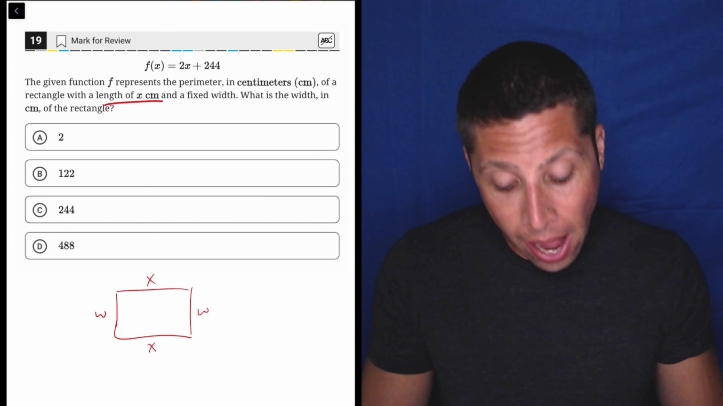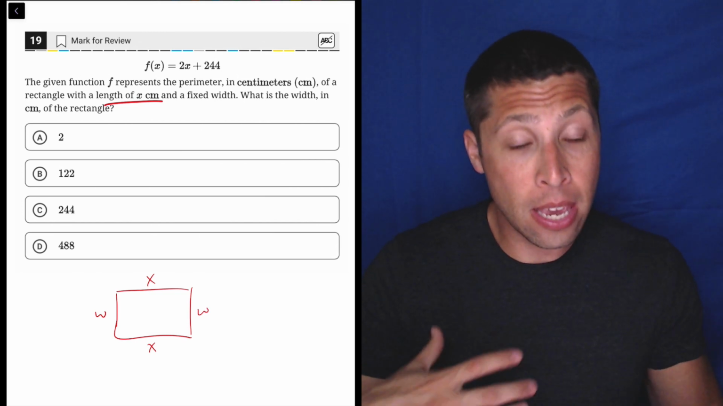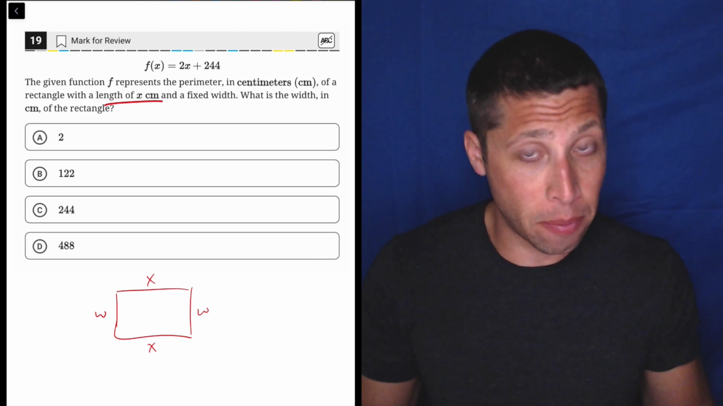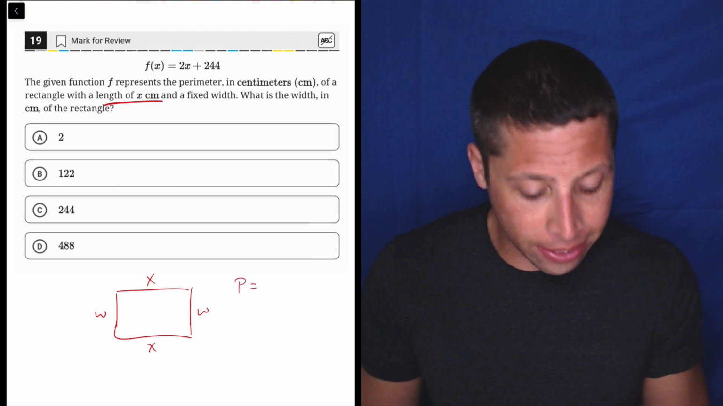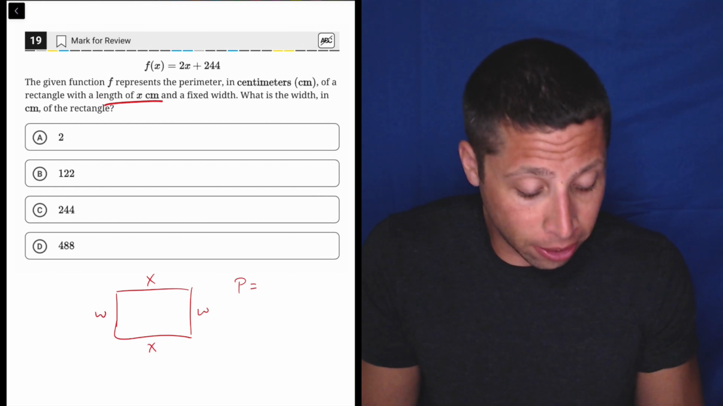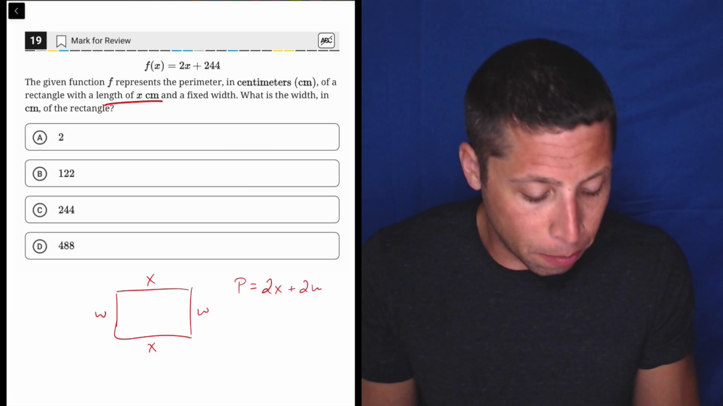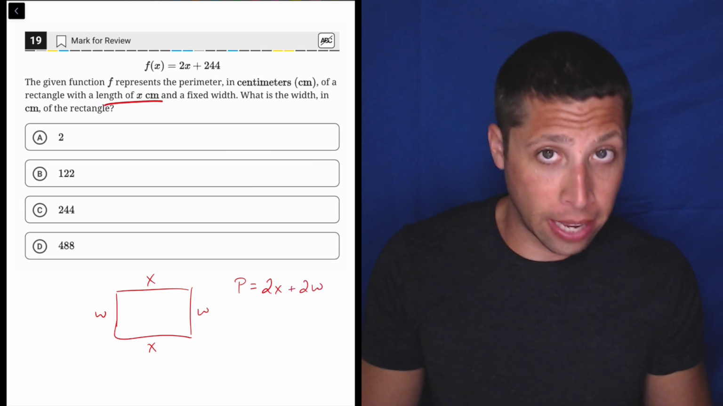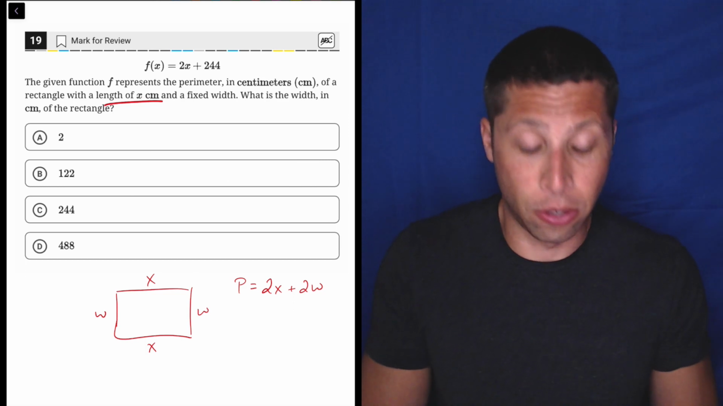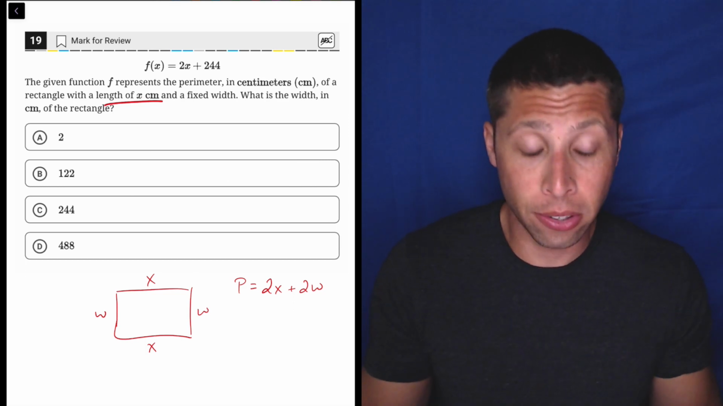We can find the width because we should be able to derive the perimeter formula even if we don't have it memorized. So the perimeter, like I said, is all the sides added up. To cut to the chase here, it's going to be 2 x's and 2 w's, right? x plus x is 2x, w plus w is 2w. When we have variables, we can't combine those because they're different letters.